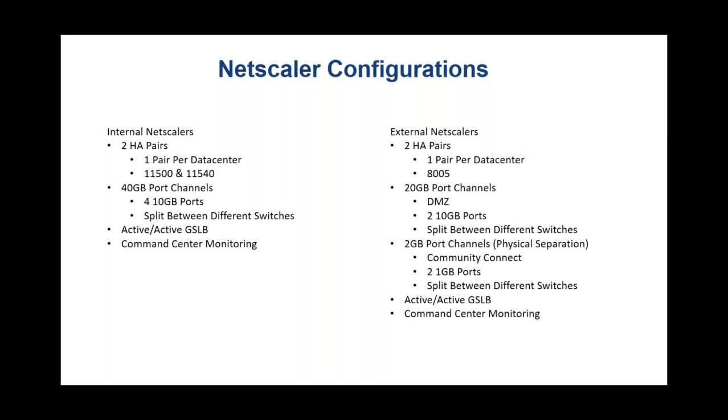And since then, we've actually decommed our ACEs and A10s. So we actually have 2 HA pairs, 1 pair per data center, and we have 11500s, 11540s. Those are just based off of the models that are available when we purchased them. We did not purchase them together. We have 40 gig port channel, all active, and split between switches.